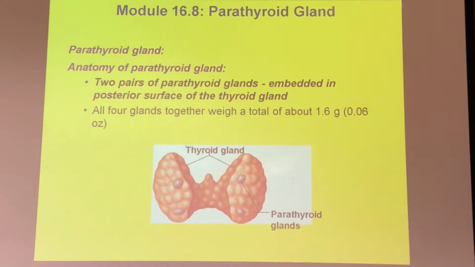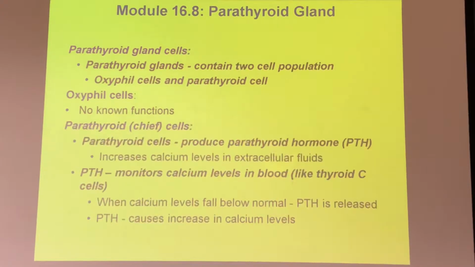Parathyroid gland. So this is the thyroid, and this is the isthmus, connecting the lobes. The parathyroid glands are embedded in the thyroid gland. There are two pairs, one on each side, these purple ones, embedded in the posterior side of the thyroid gland. The parathyroid gland has two cell types: oxyphil cells and parathyroid cells. For oxyphil cells, they know they are different, but they don't know what they do. There is nothing known about that.